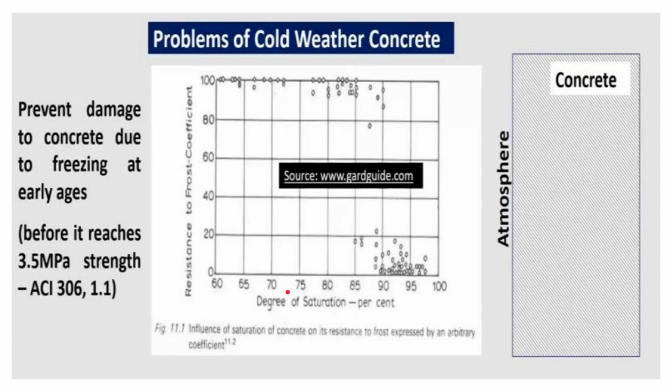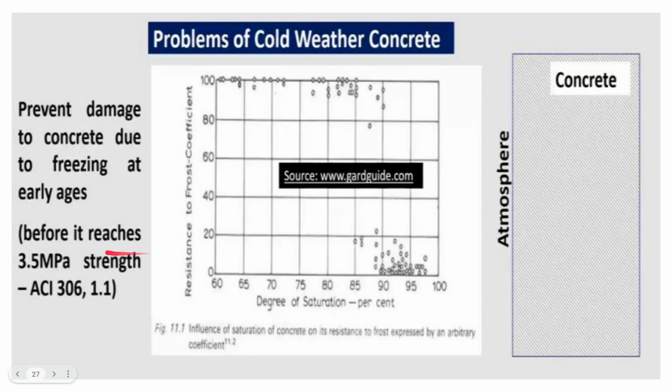As you can see here, the resistance to frost coefficient almost becomes zero when the degree of saturation is more than 90%. That means the concrete has started to freeze. This damage can be prevented at early ages by taking some conditions, by employing some techniques, to control the environment of concrete till it reaches 3.5 megapascal strength.